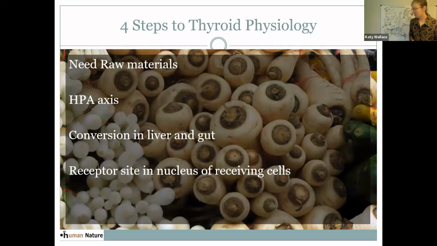The other step you now understand is that you need to have hormone conversion to T3 happening in the liver and the gut. And you need to have the healthy things in the receptor site so that the cell can actually receive and use the thyroid hormone.